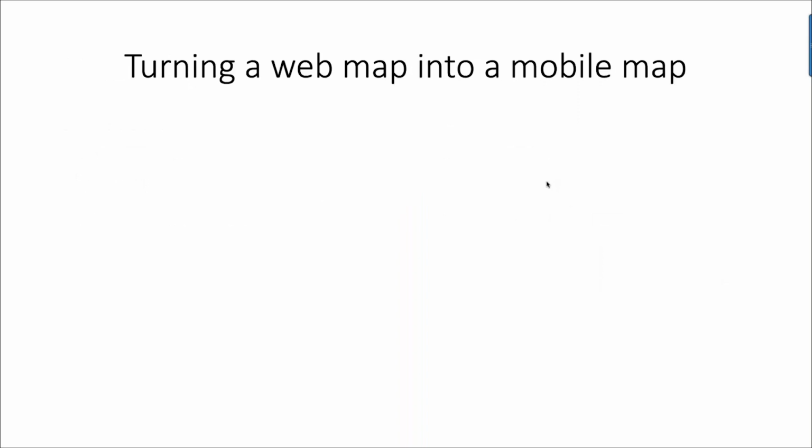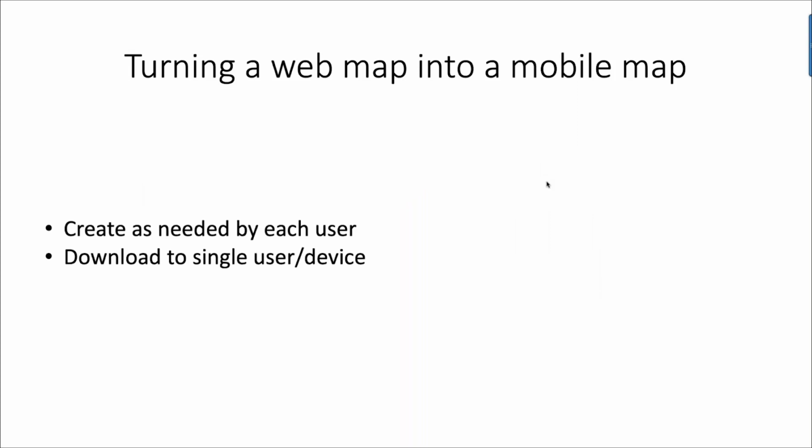Okay, so how do we turn a web map into a mobile map? Well, there's a couple of ways. We can create it as needed by each user. They're sitting there looking at their connected map and they're like, hey, I want to take this area I'm looking at offline.